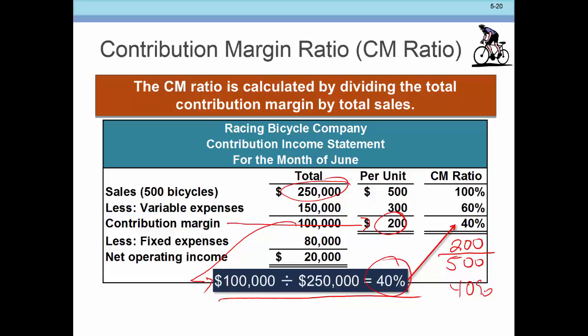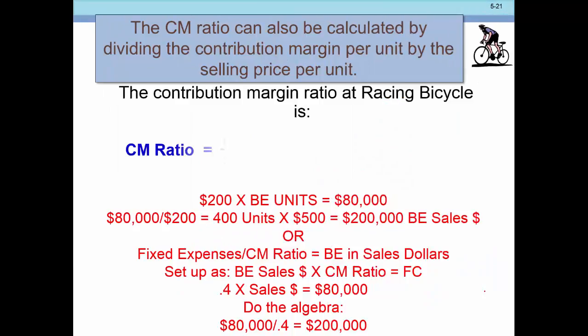So it saves us, if we want the answer in dollars, that step of having to multiply the number of units times our sales price to come up with a dollar amount. So it's just a way of getting your answer in dollars, isn't it? Okay, so let's just take a look.